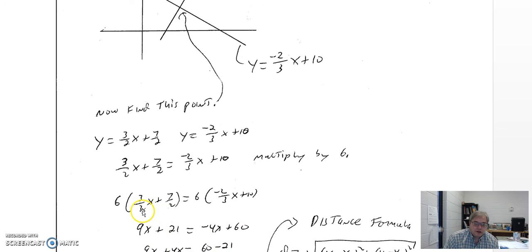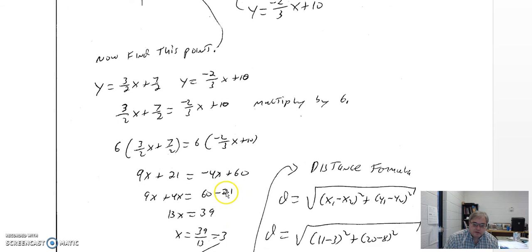21, and that happens because when I do this, I can think 2 ways. 6 times 3 is 18, 18 divided by 2 is 9, 6 times 7 is 42, 42 divided by 2 is 21, or 2 goes into 6 3 times, so 3 times 3 is 9. That 2 goes into 6 3 times, 3 times 7 is 21. Over here, 3 goes into 6 2 times, 2 times negative 2 is negative 4. There's nothing under the 10 to divide into it, so 6 times 10 is 60.